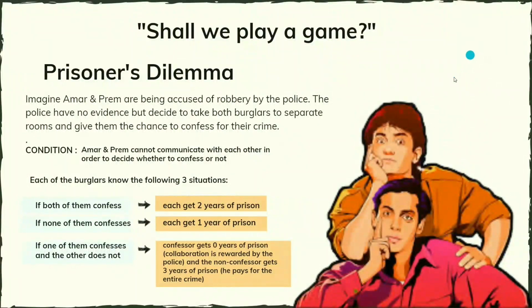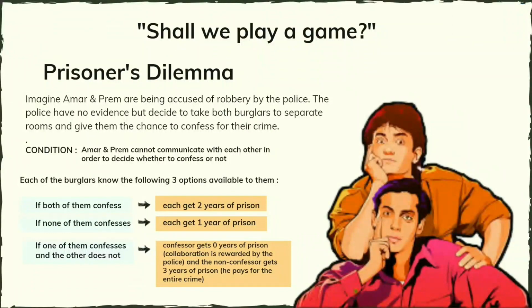So here we have Amar and Prem with us. The situation is that Amar and Prem are being accused of robbery by the police, and the police have no evidence against them, but decide to take both burglars to separate rooms and give them the chance to confess to their crime. But there is one condition: Amar and Prem cannot communicate with each other in order to decide whether to confess or not.